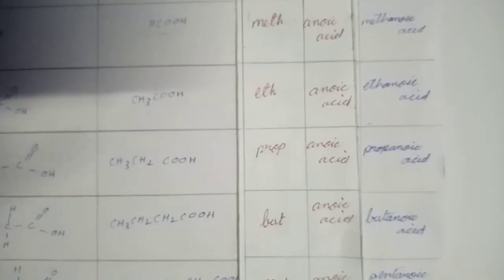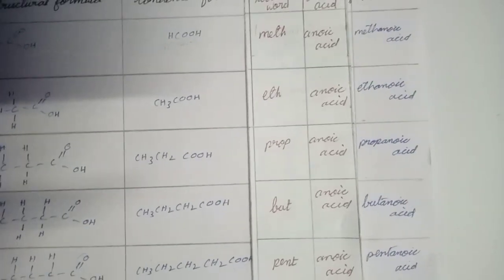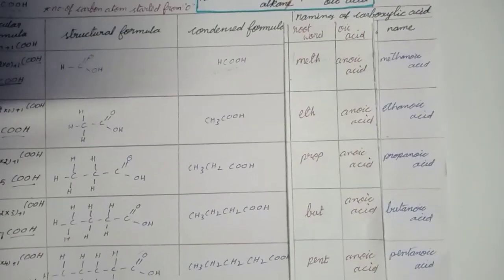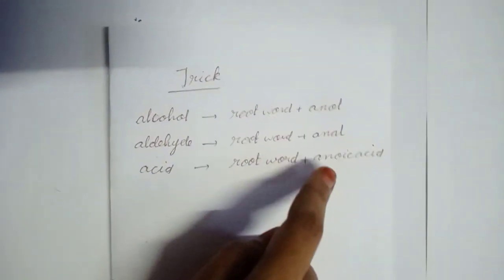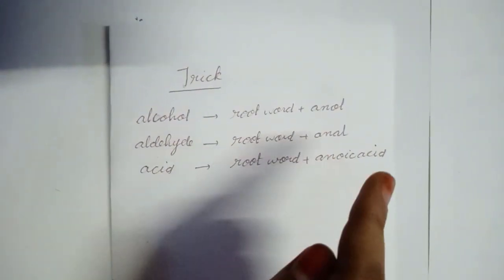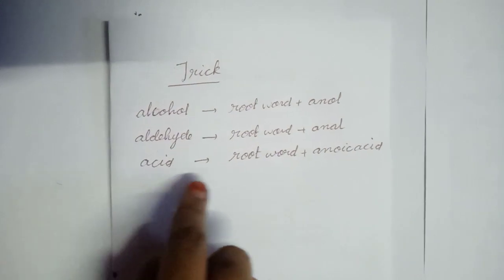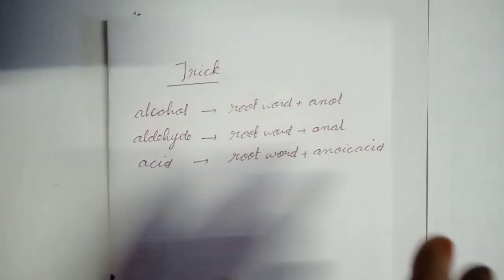So in this way, from an examination point of view, we can easily identify the name of a compound by using this. If your carbon chain contains an alcohol group, it means root word plus anol. Aldehyde means root word plus anal. Acid means root word plus anoic acid. Okay, try it.